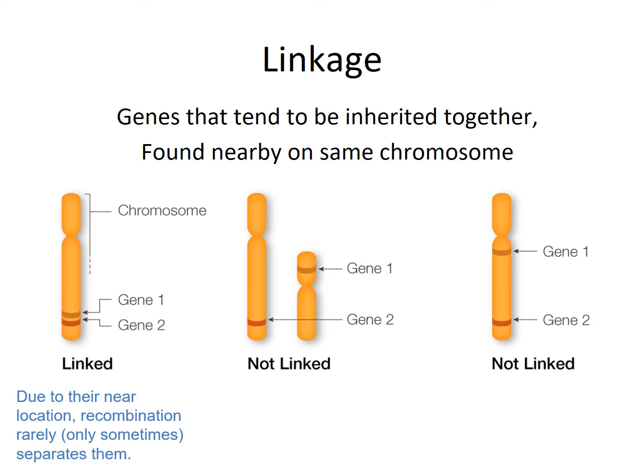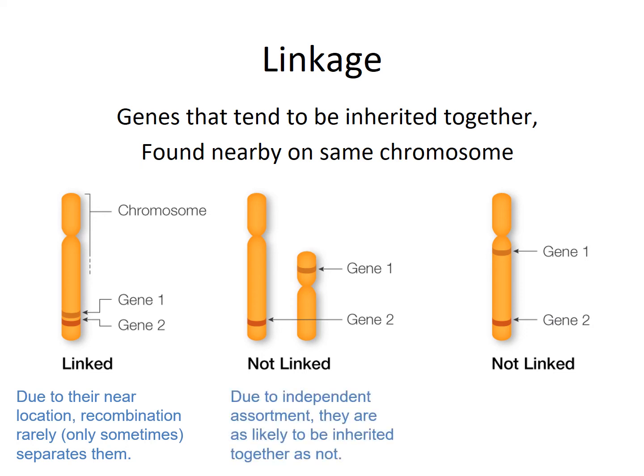Now let's look at these other scenarios. In the middle, you'll notice that the genes are located on different chromosomes. You know from our card game we played in lab that independent assortment separates these chromosomes into different gametes during meiosis without considering what happened to the previous chromosome. So this is called independent assortment, and due to independent assortment, these genes are as likely to be inherited together as not. It's like flipping a coin.